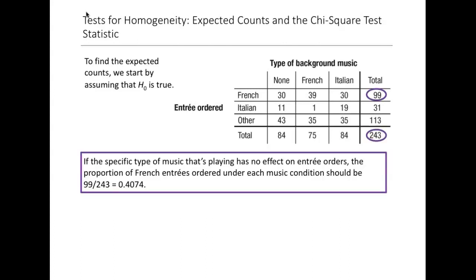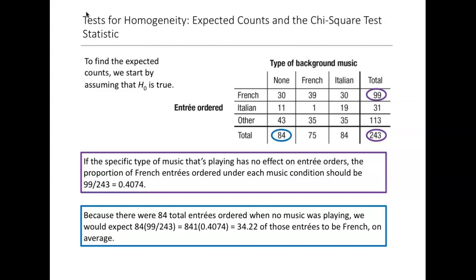If the specific type of music that's playing has no effect on entree orders, the proportion of French entrees, for example, ordered under each music condition should be 99 out of 243. All this is really saying is that if the music makes no difference, these 99 people are going to order French anyway, regardless of the type of music playing in the background. So that proportion should be the same regardless of the music, 99 out of 243. We would expect about 41% of people to order French.